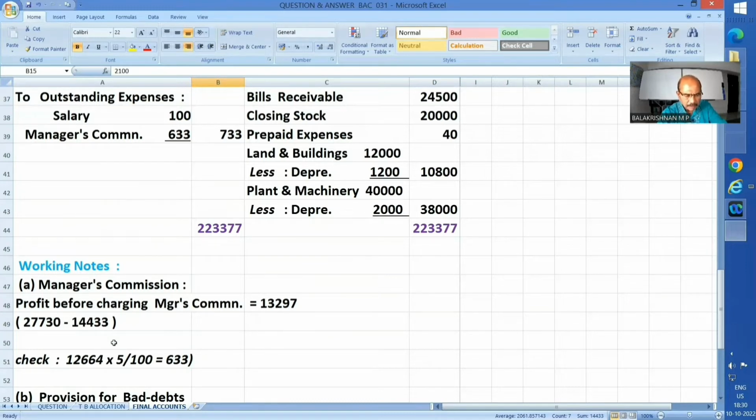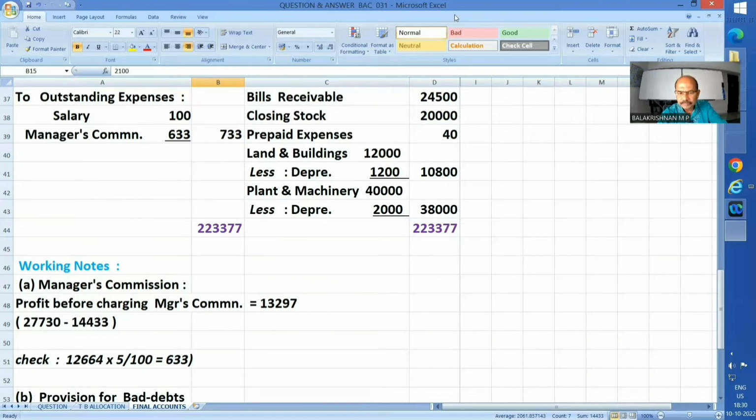Manager's commission, after charging and before charging difference. After charging means rate upon 100 plus rate. Then only we will get it. On which figure will you apply that? Get the profit just before calculating this commission, and on that apply rate upon 100 plus rate. That's all about this sum. Now let us take the next sum.